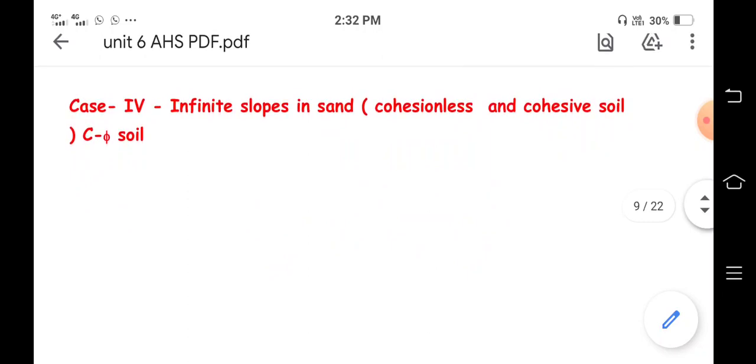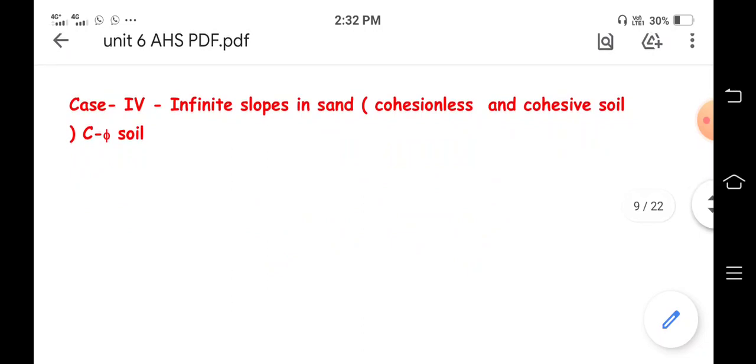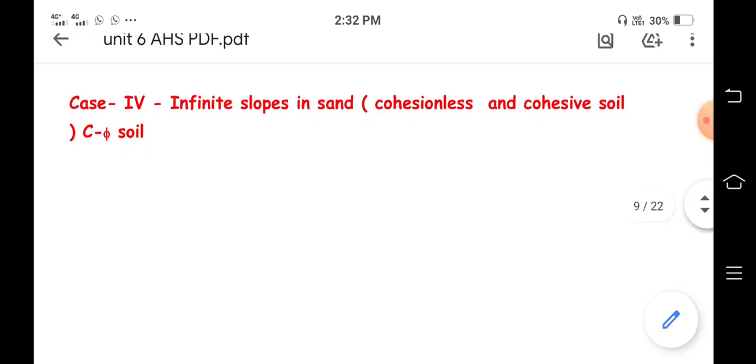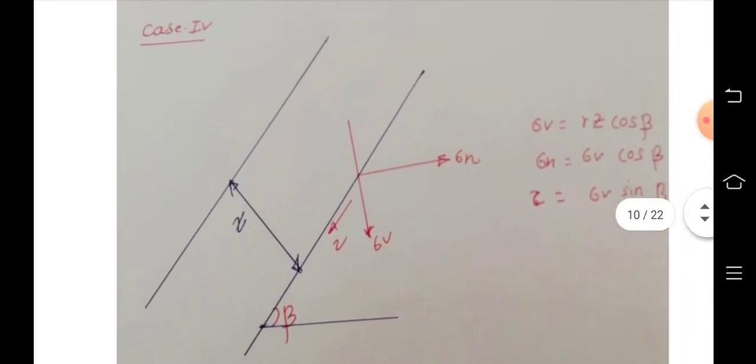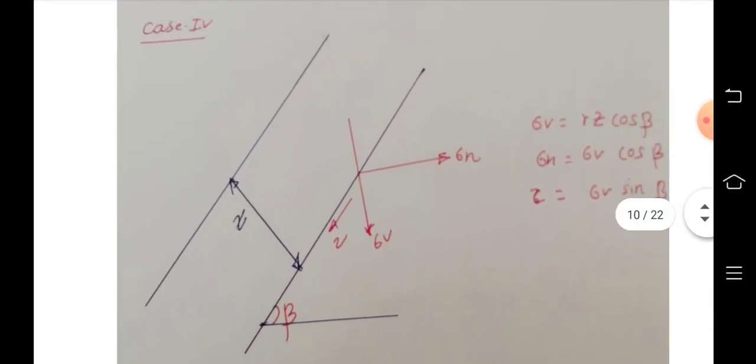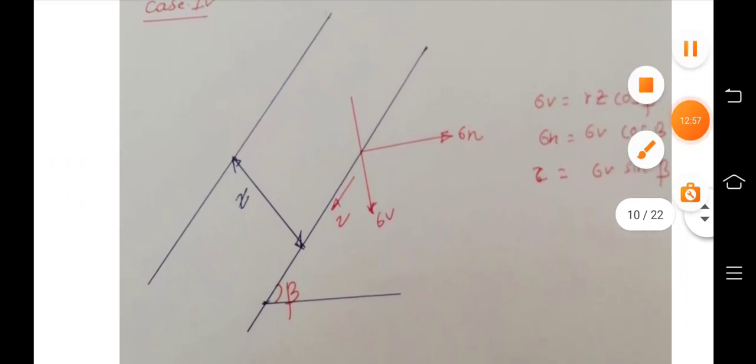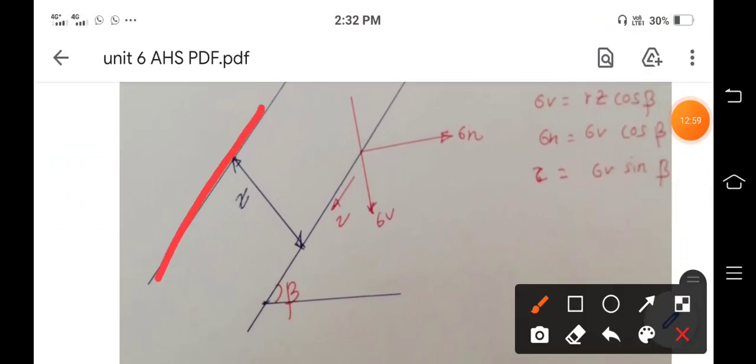In the last three cases, the value of C was equal to 0, because we were considering only cohesionless soil. So in this case we are considering cohesionless soil as well as cohesive soil, that is both the parameters, the value of C also and the value of phi also. Once again considering the infinite slope, this is our infinite slope.